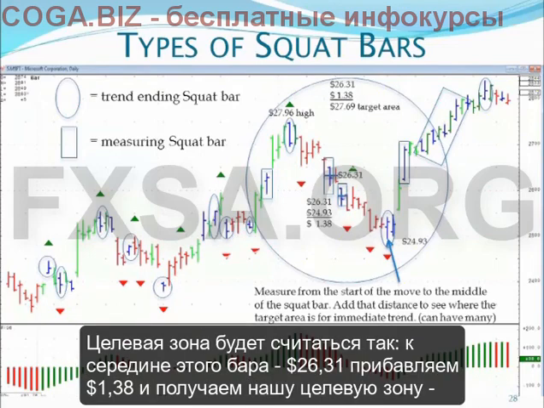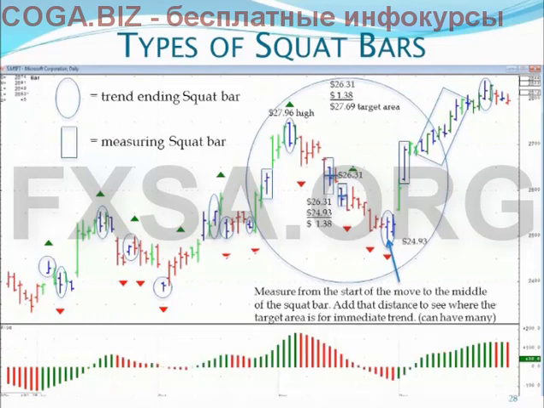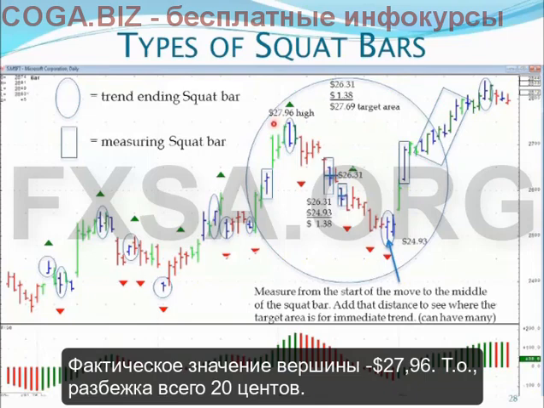The target zone would have been from the middle of this bar, 2631, adding the $1.38. Our target area was 2769. The actual high hit 2796. So we're within almost 20 cents.